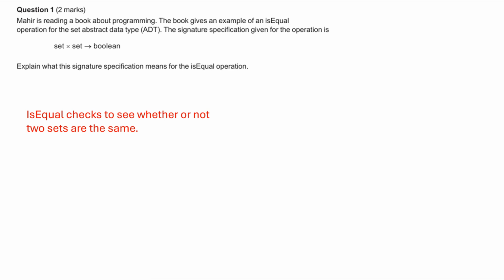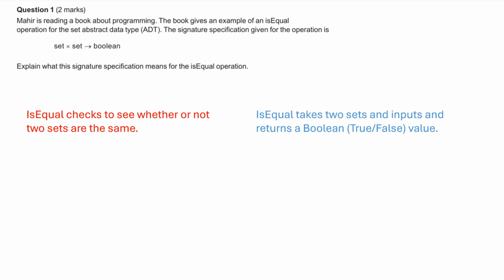So this might get some marks because we've acknowledged we are looking for two sets as inputs, but all we really need to say is that is equal takes two sets as inputs and returns a boolean, true or false, as an output. We don't need to say anything else.